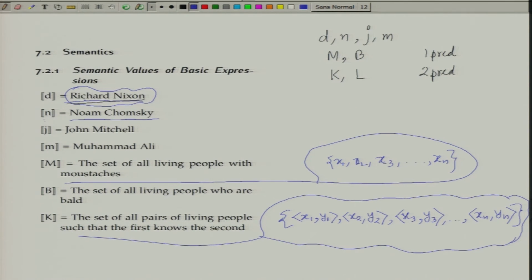So, Richard Nixon, Noam Chomsky, these are individuals of the system. Now, we can see that it is homomorphism. Homomorphism is a one-to-one relationship between any two sets. So, we have seen homomorphism in the case of the syntactic and semantic rules.